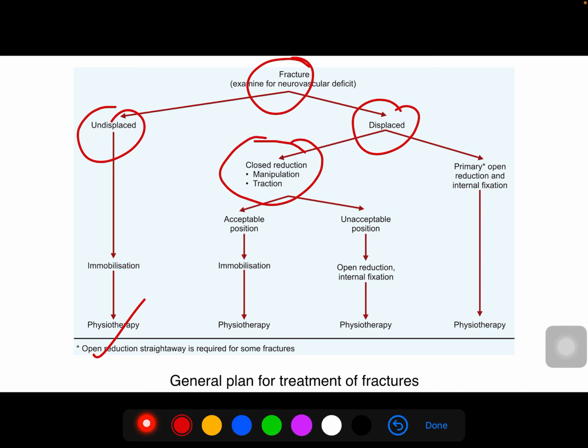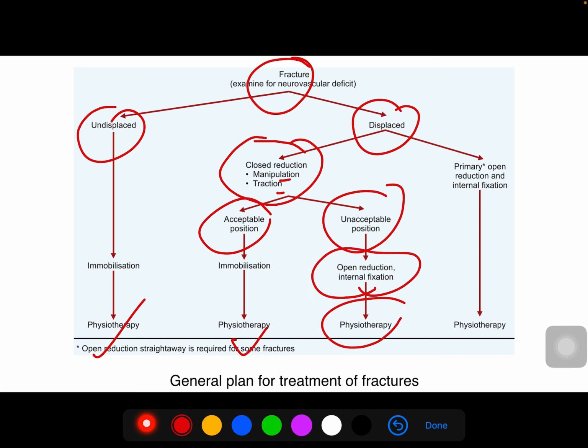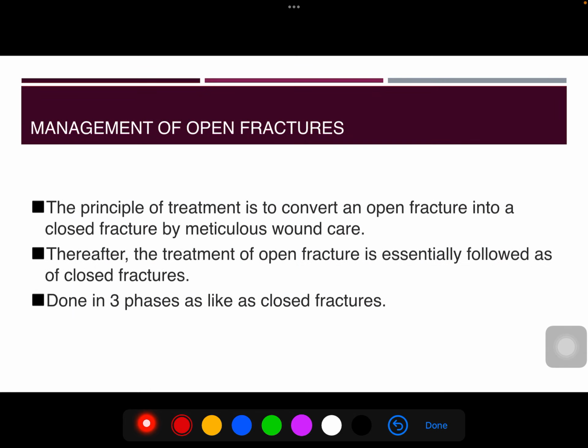For closed reduction, like manipulation, traction can be done, and if it comes to an acceptable position, then immobilization and physiotherapy. If it doesn't come to an acceptable position, that is one of the indications of open reduction. So we have to do open reduction and internal fixation and physiotherapy. And if there is displacement, we have to do primary open reduction and internal fixation, then physiotherapy.